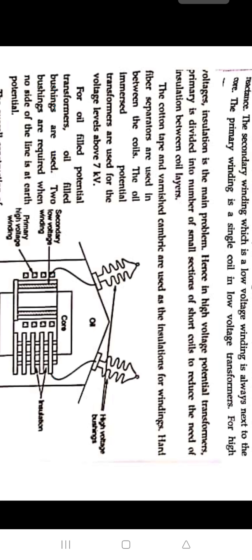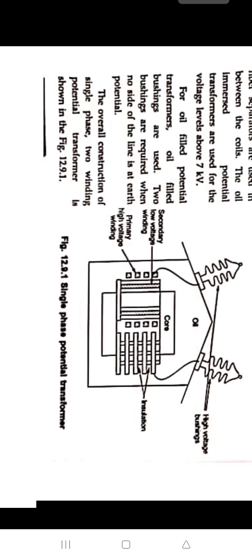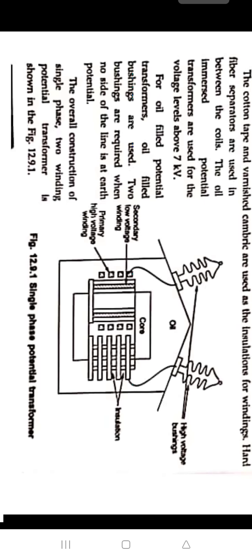The oil immersed potential transformers are used for the voltage level above 7 kV. For oil filled potential transformers, oil filled bushings are used. Two bushings are required when no side of the line is at earth potential. The overall construction of a single phase two winding potential transformer is shown here, right? This is the high voltage bushing upside. The secondary low voltage is showing. The primary high voltage winding we can see is in different small sections.